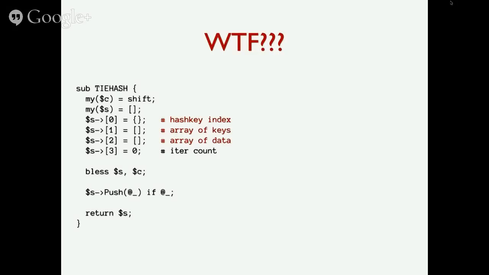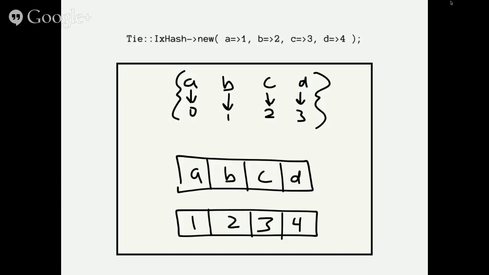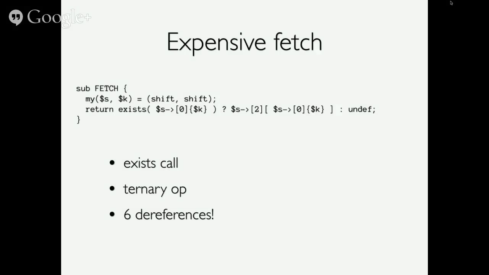And I immediately had kind of a WTF moment. We have a hash reference that's the index. They have an array of keys and an array of data and an iteration count as it goes through. So that kind of looks like this. If you take a new Xhash object with A1, B2, C3, D4, you have a hash that maps A to 1, B to 2, C to 3, D to 4, and two arrays, one with the keys and one with the values. And that makes things really expensive.